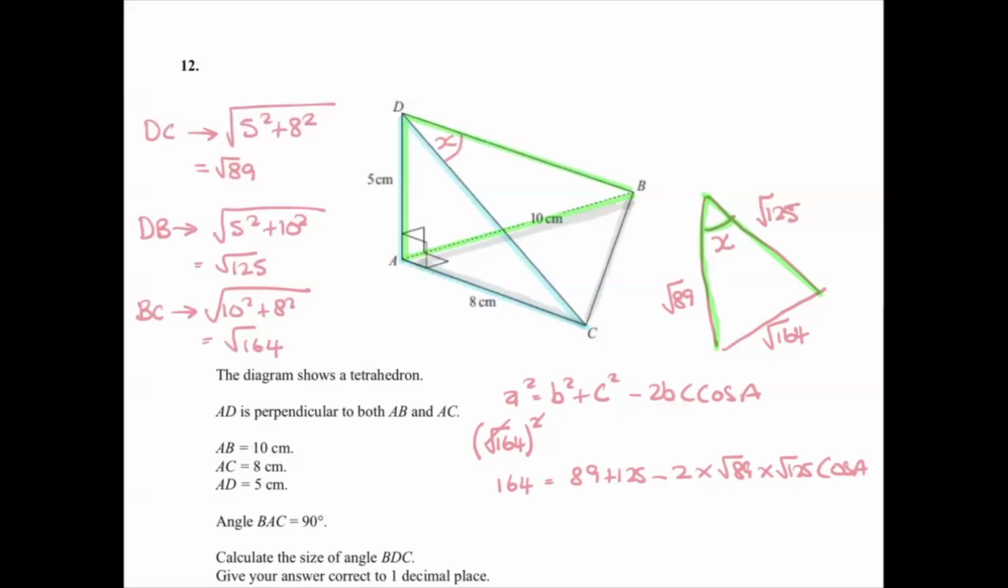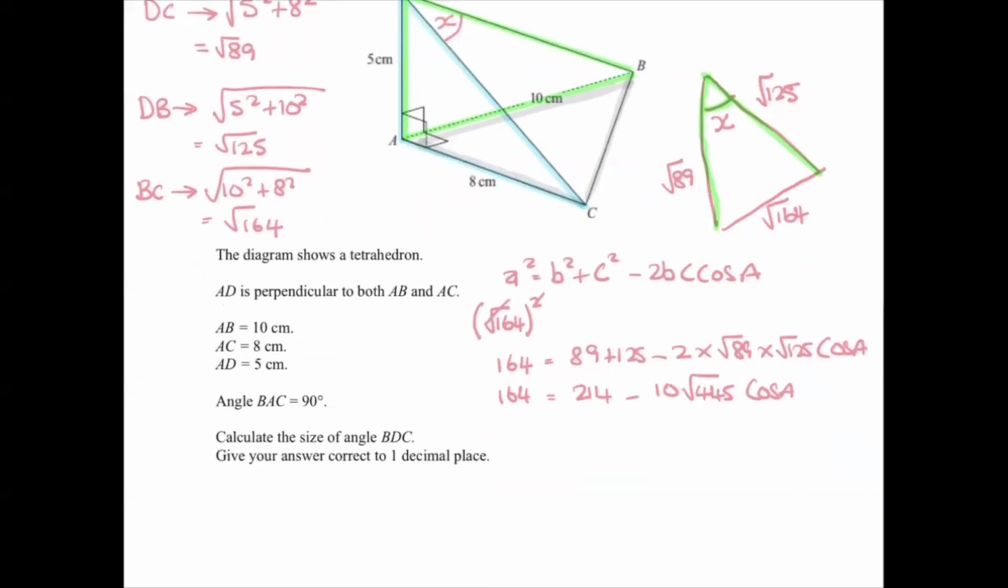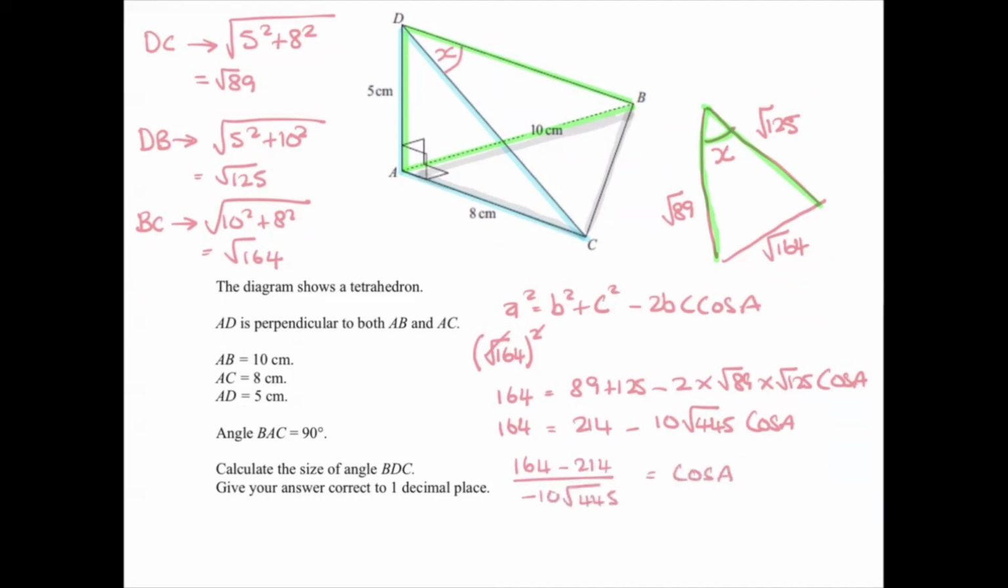Okay, I'm going to tidy that all up a little bit, do some of the maths. And I'm going to just start rearranging to get cos A on its own. I would just say be careful not to lose this negative. Cos A is being multiplied by negative 10 root 445. So be careful not to lose that. That's easily done. This side becomes 0.237 and on it goes.